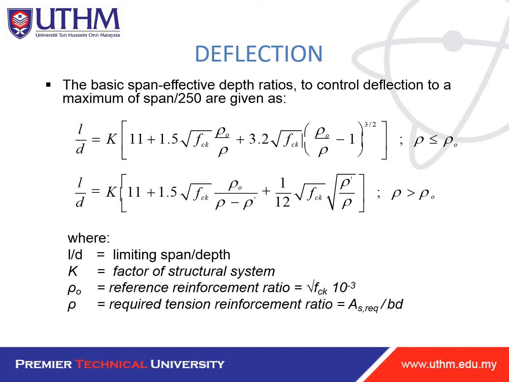Okay, so the deflections: the basic span to effective depth ratio to control deflections to a maximum of span over 250 is given as this. When rho is less than rho 0 or rho is greater than rho 0, you need to use these two equations separately. First you need to get this rho 0, which is the reference reinforcement ratio, by using these equations, and rho is the required tension reinforcement ratio. You compare these two values to decide which equation you need to use.